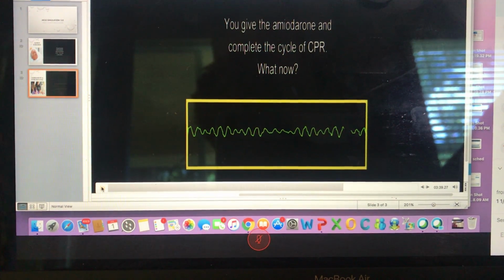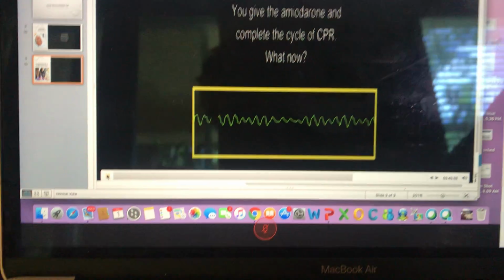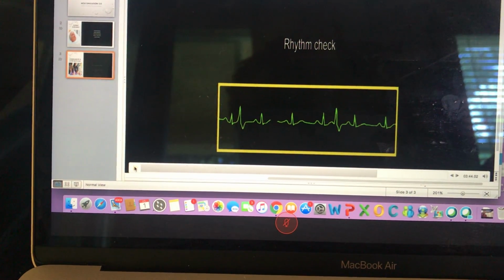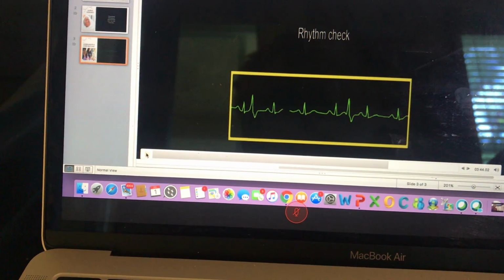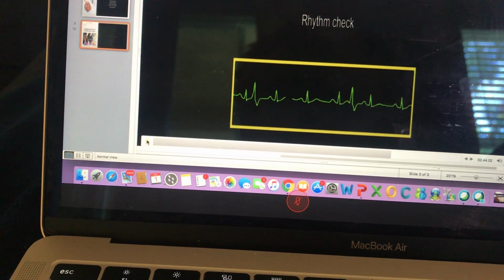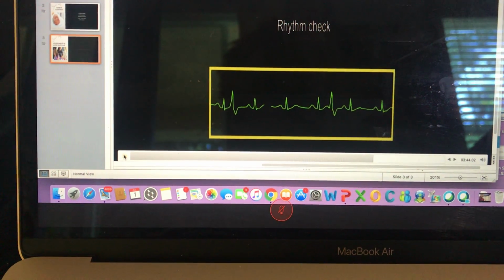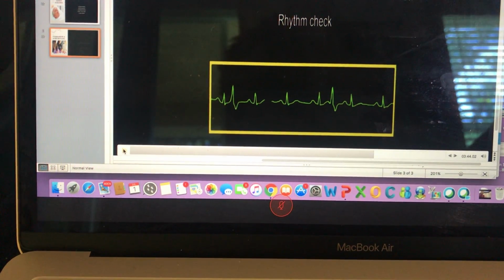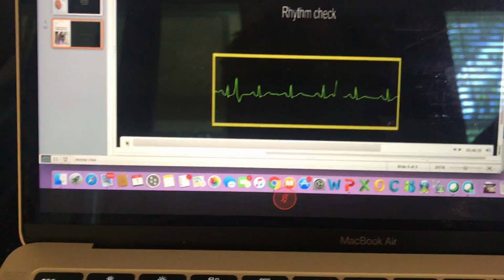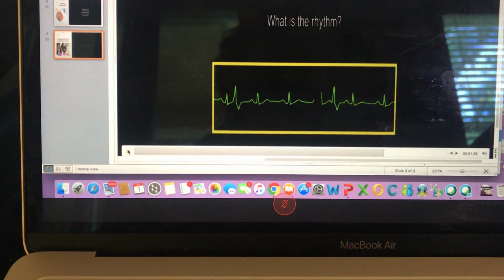So now what do you do? Defibrillate, CPR, check your rhythm. We check our rhythm, check for a pulse. Oh, look at that. So Anna, what rhythm are we in? Normal sinus rhythm. But the PVCs. And now we check for a pulse, like Katarina said.